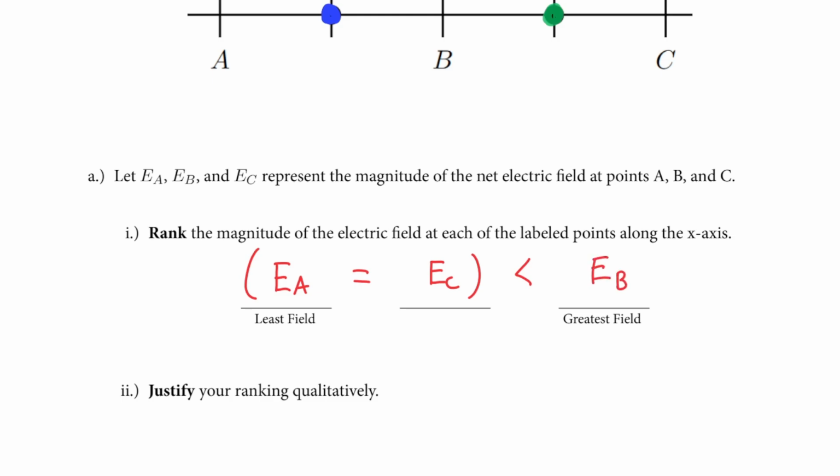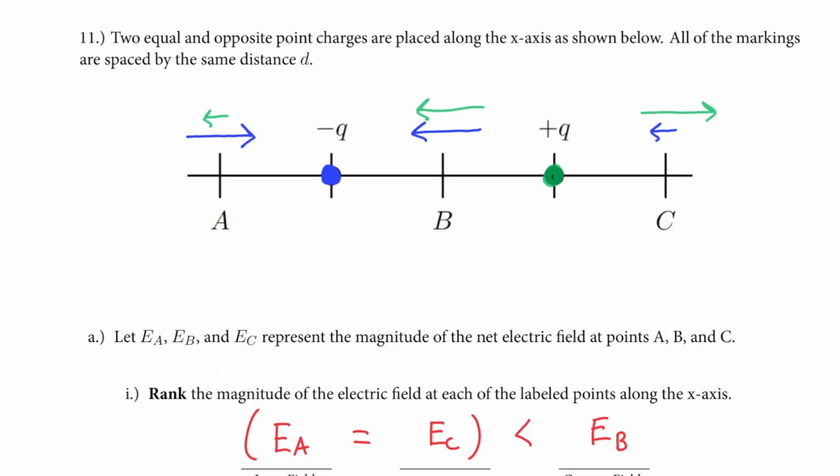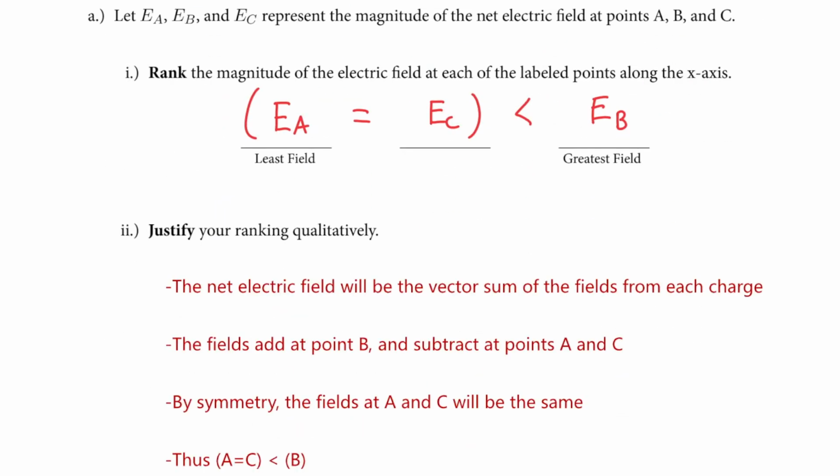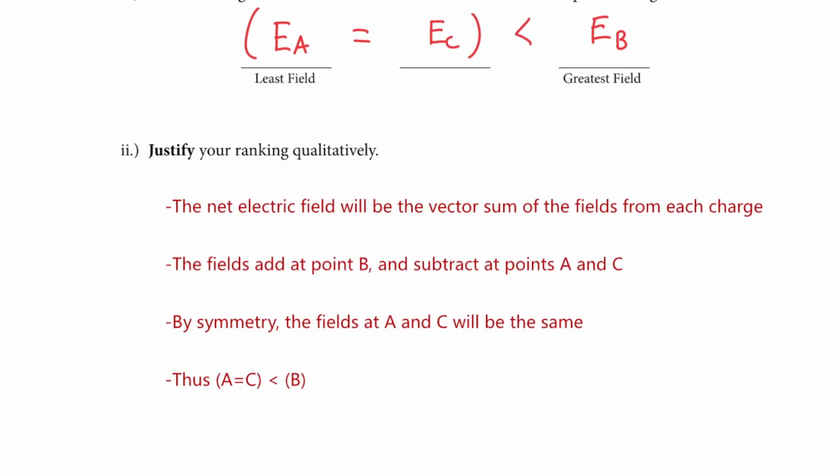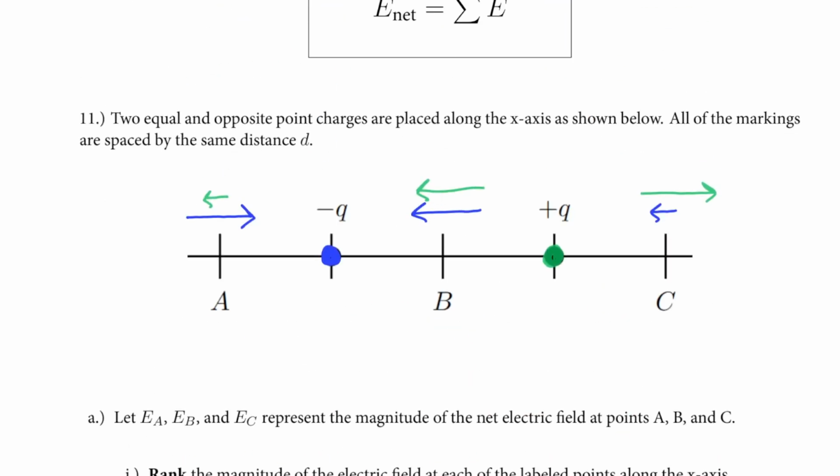So this really just turns out to be an addition/subtraction situation. So the electric field is, of course, the vector sum. The fields add at B and subtract at A/C. And by symmetry, A and C are the same because it's one tick from one charge, but it's 3 ticks from the other.